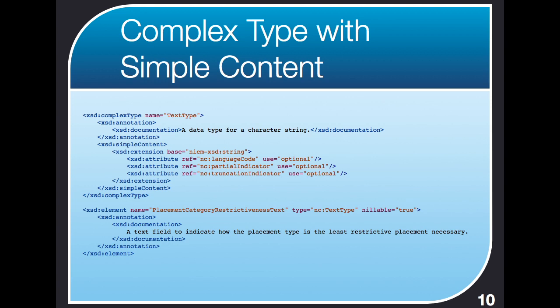And then below that we see an element declaration, placement category restrictiveness text, which is actually from the previous example. It was one of the elements added to that placement type, and it's of NIEM core text type. The nillable equals true just means that you can set it as nil. It's an XML convention that lets you say we have no data at all for this. Now, you don't use nillable very much, and I'm not going to talk about it much. It's kind of off topic, just so you know why that's there. But there is the element declaration. It has an annotation section as well with documentation, which is the definition for that particular element. So there's a complex type with simple content.